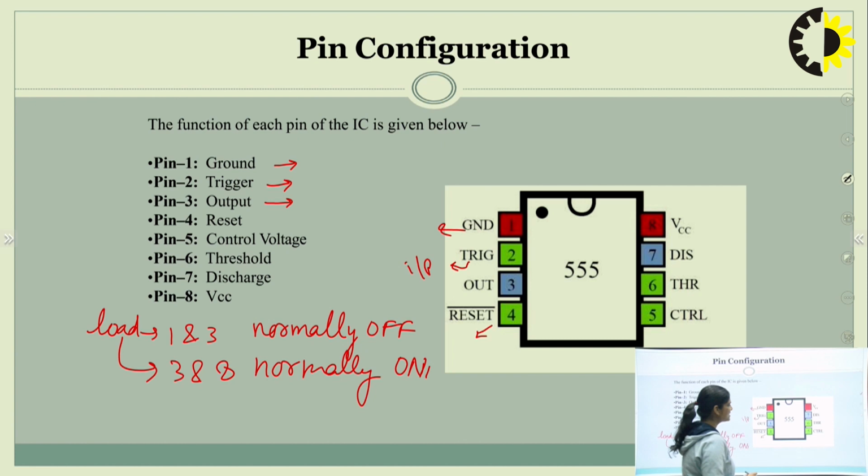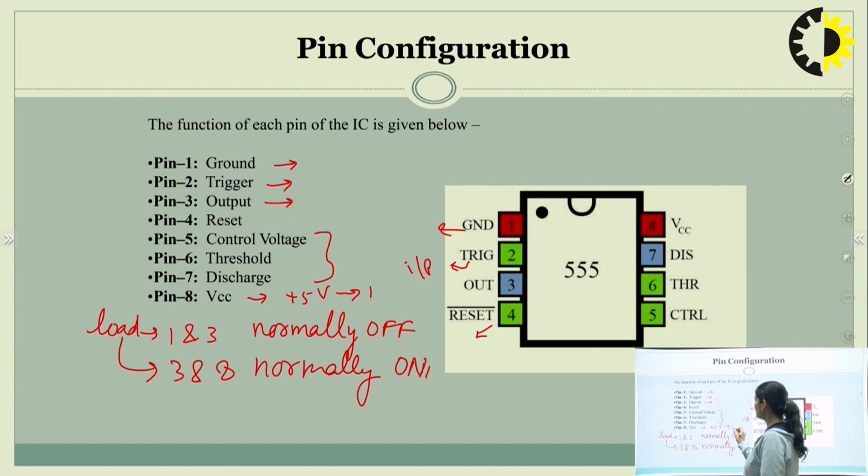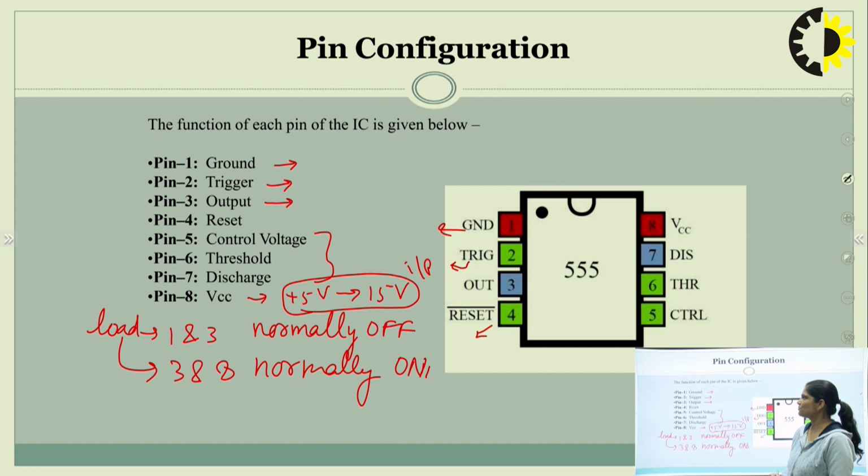Now the next is control voltage, pin number 5, pin number 6 is threshold and pin number 7 is discharge. These three pins we will discuss in the functional diagram of the 555 timer IC. Now here pin 8 is VCC, the power supply. We will give the supply from this pin number 8, and we can give a minimum voltage of plus 5 volt and a maximum of 15 volt. So this is the range of power supply. This is the description of each pin in the IC 555 timer.